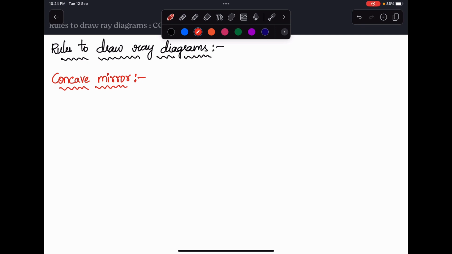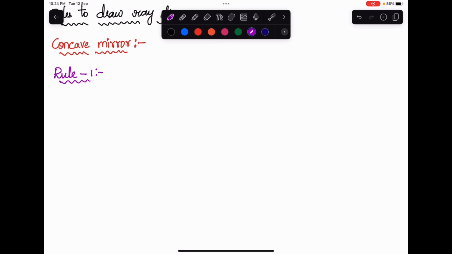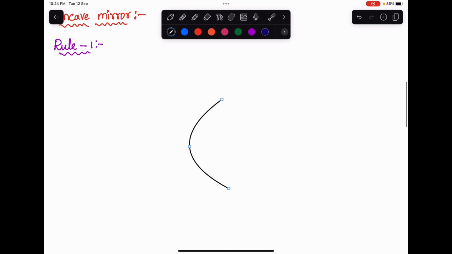Now we will start with rule number 1. For this, let us have a mirror. I would like to draw the spherical mirror clearly. The first one we are discussing is the concave spherical mirror. Say this is your concave spherical mirror, and now I would like to silver it. To say that this is a concave spherical mirror, we need to silver it on the bulged part.